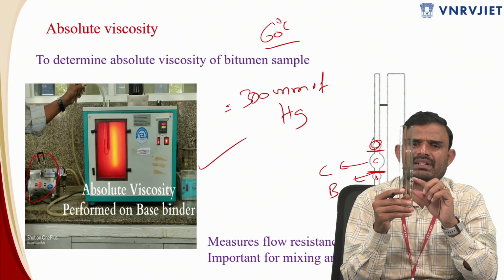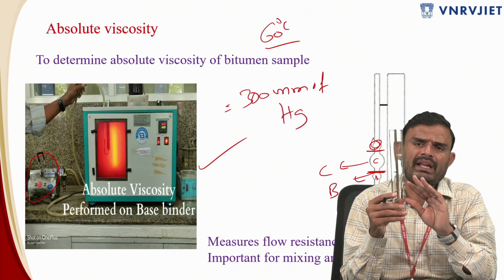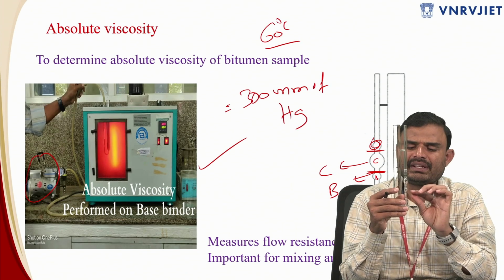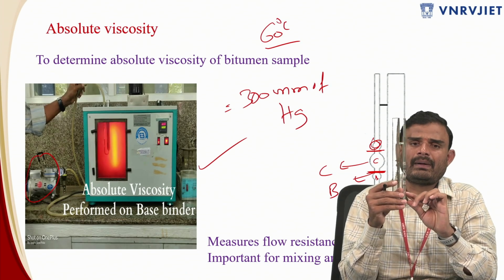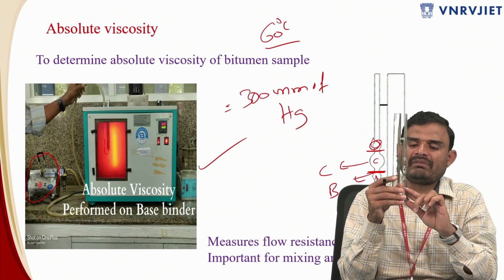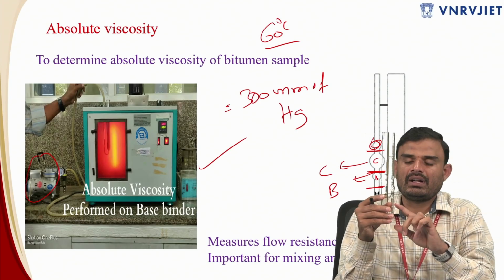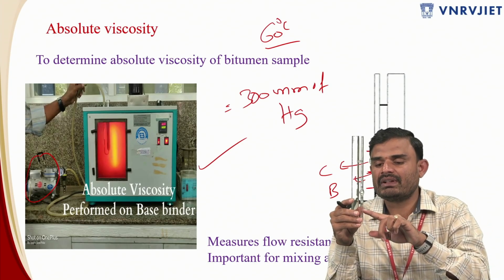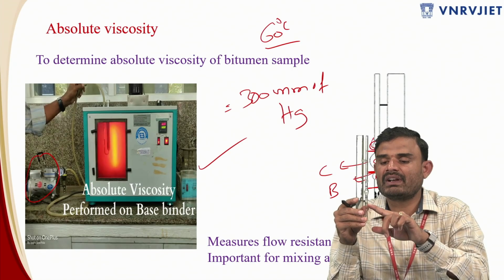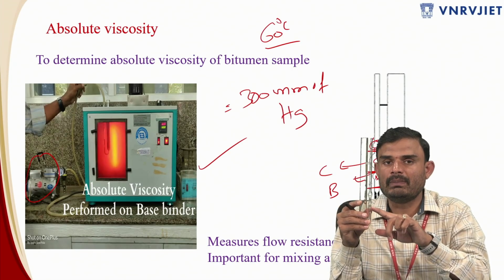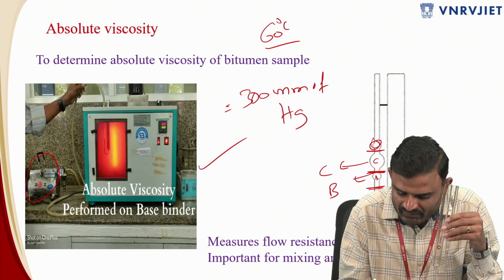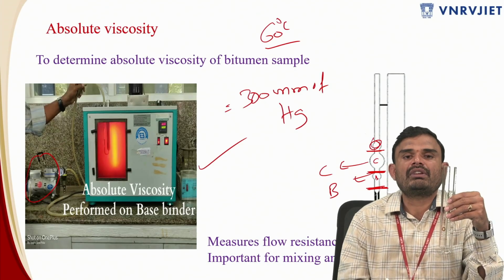Ultimately, what you are going to measure in this test, because we already have the calibration factors, is that once you apply the vacuum pressure, the bitumen will start flowing inside from the bottom of this viscometer. It will reach up to this point, the bottom of bulb B. Once it has come to the bottom of bulb B, you have to switch on your stopwatch.